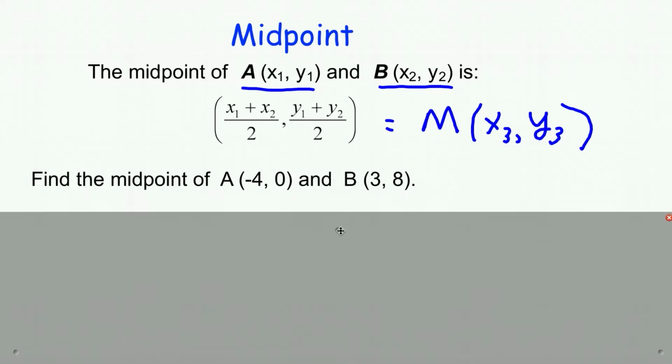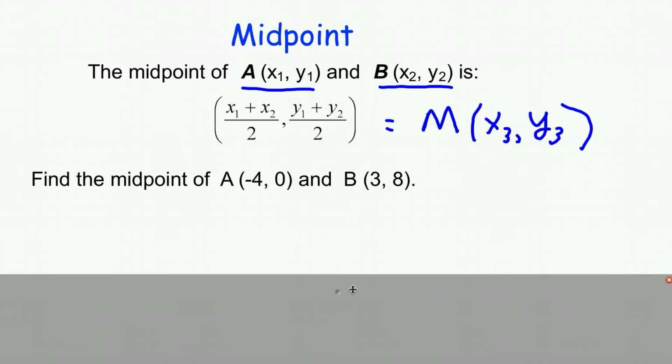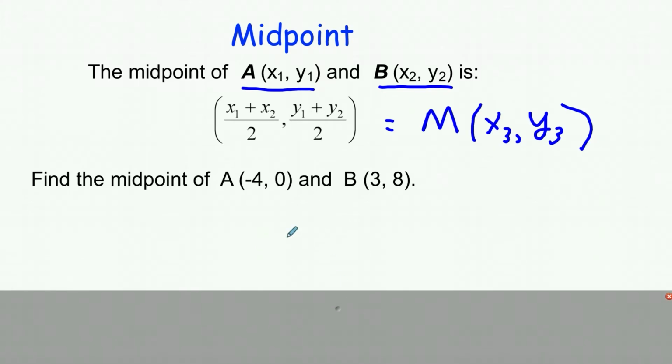So we're going to do a couple examples. Find the midpoint of -4, 0, and 3, 8. This is point A. This is point B. So we're just going to follow this exact formula. The two x values are -4 and 3. So I'm going to add those two together, divide by 2. And that's going to be the new x value. And then the y value will be 0 plus 8, which are the two y values. Here's y1 and here's y2. And I'll actually write those up. There's x1, there's y1, there's x2, and there's y2.